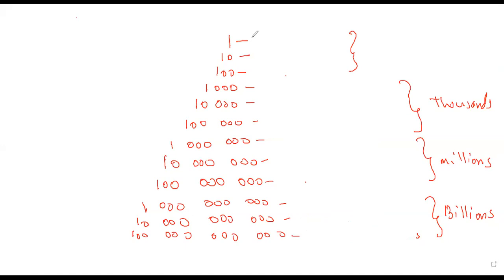Ones, tens, hundreds, thousands, 10,000s, 100,000s, millions, 10 millions, 100 millions, billions, 10 billions, 100 billions. Okay, good. Thank you, sir. Okay, good. Difa, you read. Okay, can you read?